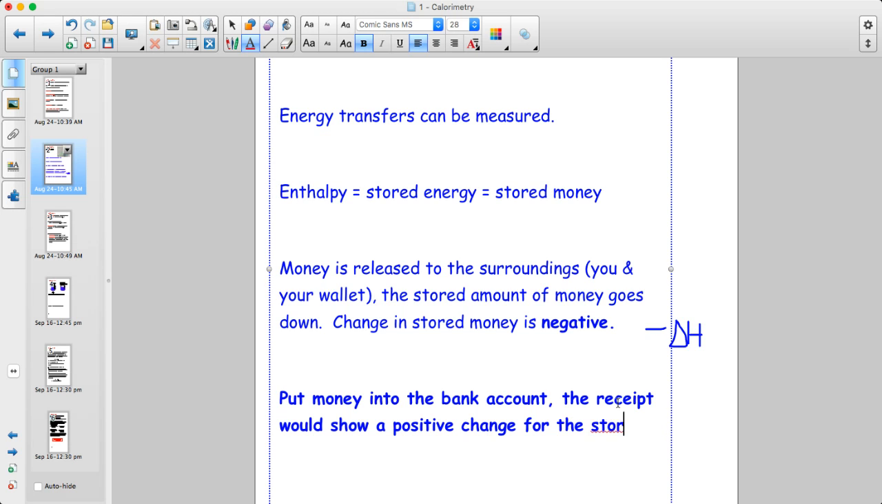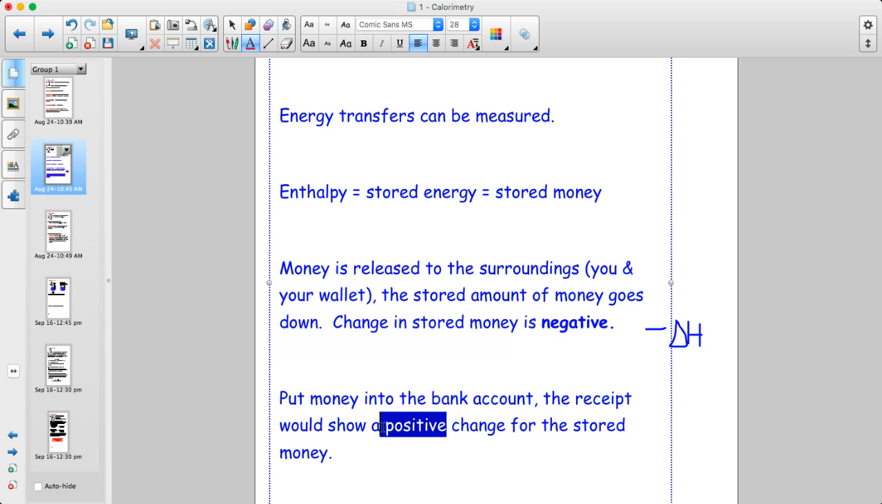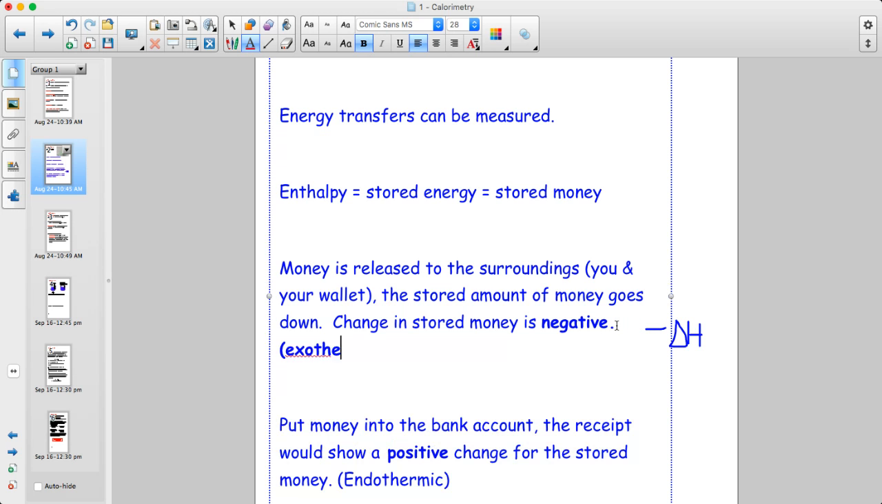We'll just call it the stored money. All bold, which we don't need, so we're going to make that bold. Okay. So it's just the opposite. So when you do a transaction where you're putting money in, even though you now have less money in your wallet, there's now more stored money. And so if we are looking at how much is stored, that's now increased. So that's a positive change. So that's a lot like an endothermic reaction. So this is the same as endothermic, and this one was the same as exothermic.